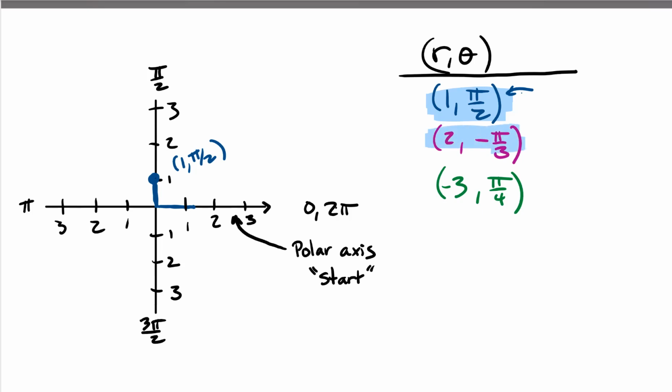Now what's up when we go to 2 comma negative pi over 3? Well, we got to move the other direction. We got to go down, right? Down like this to where the angle is negative pi over 3. But we only want it to be 2 units long. So let's approximate it. That's about 2 units. So there's our point. We can say that this point is at 2 comma negative pi over 3.